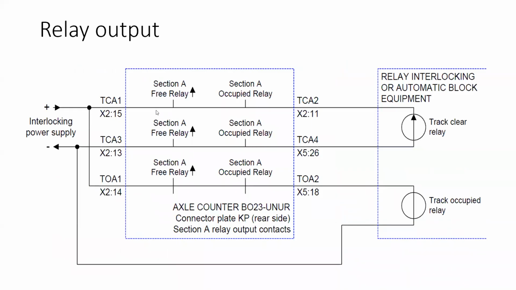So this is the relay output given to the potential free contacts. It is possible to have 2 relays if required separately. That is track relay clear, track relay occupied. Both are possible, but because it is a fail-safe product, normally 1 relay is good enough.